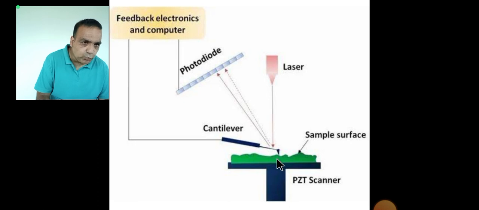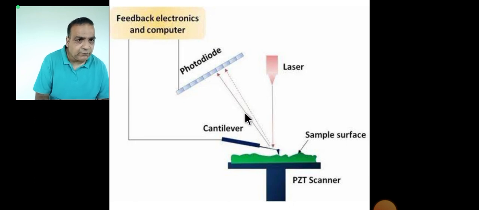As the tip approaches the surface, various forces come in action, like van der Waals force, the chemical bonding force, and electrostatic force come in action. So the various kinds of forces come in action when the tip of this cantilever is brought very close to the surface of the material. Now, the forces acting between the tip and the sample cause the cantilever to deflect. Certainly, it will cause it to deflect.